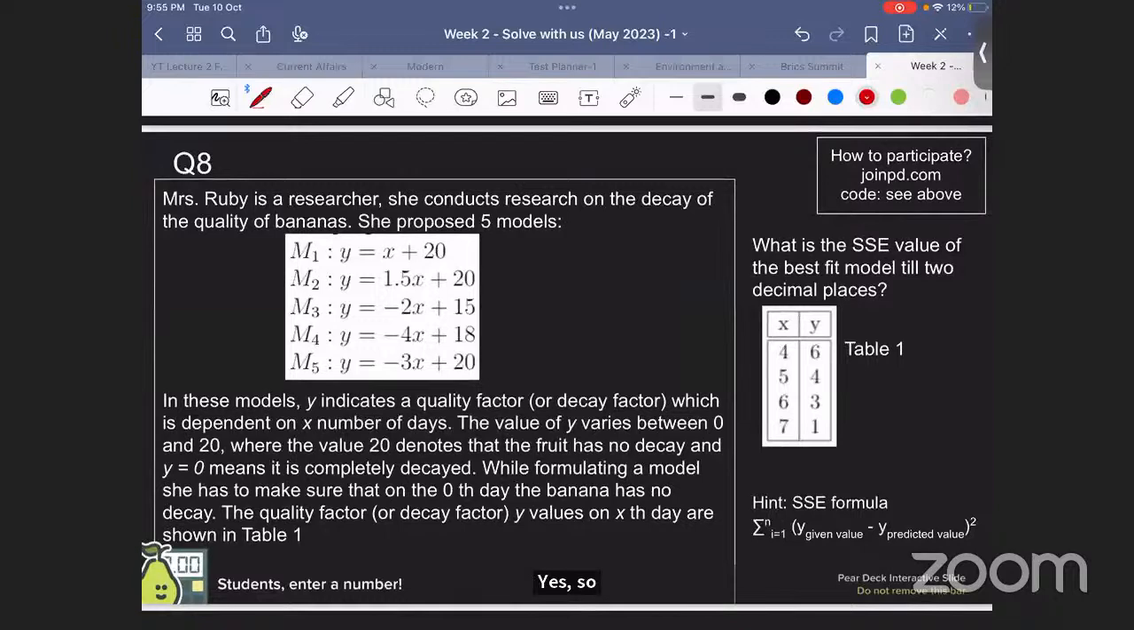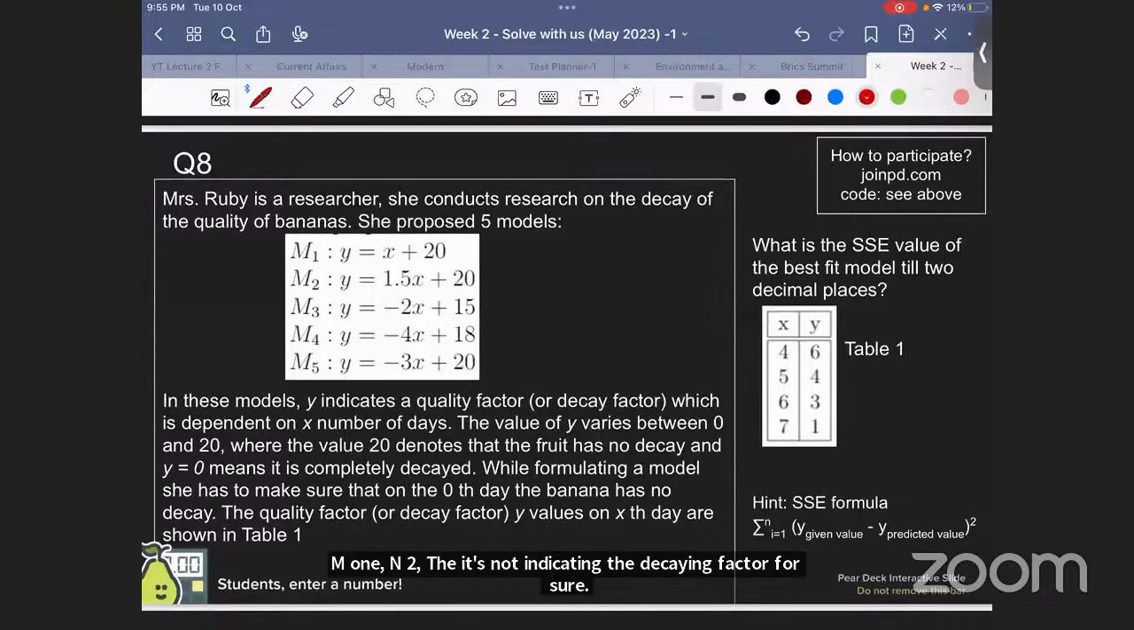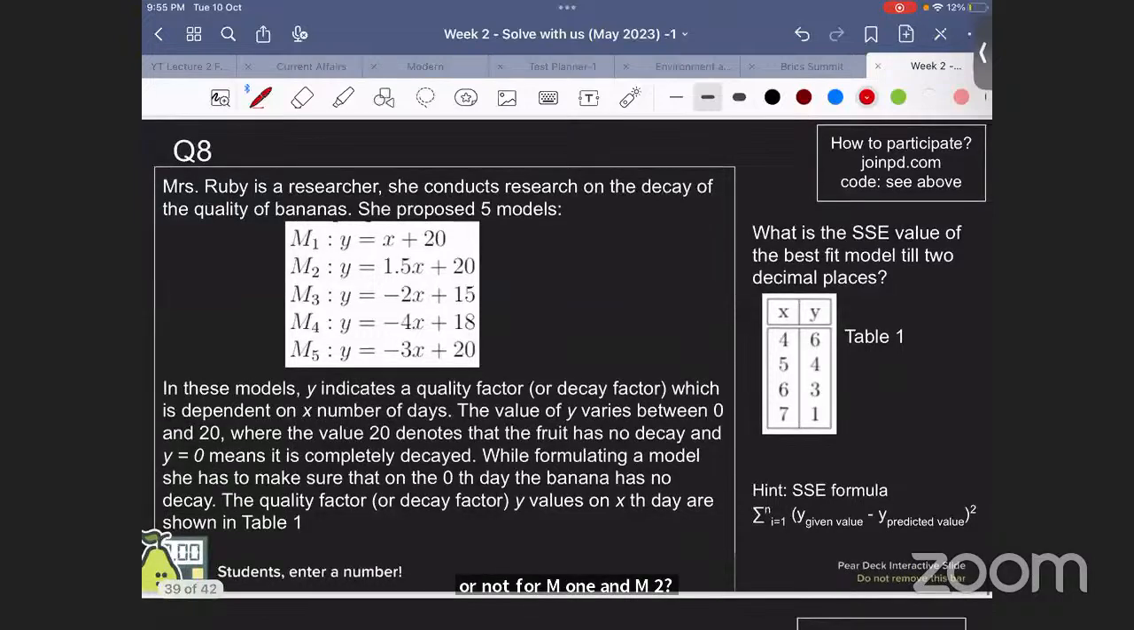If something is declining or decaying, the value should be depreciating, right? It can't be increasing. So M1 and M2 are not indicating the decaying factor for sure. So the M1 and M2 models are incorrect. Is it clear or not for M1 and M2? Yes, sir.